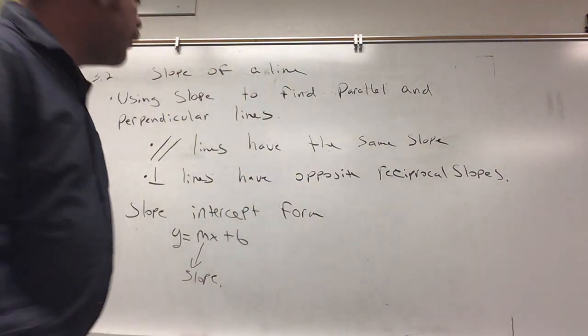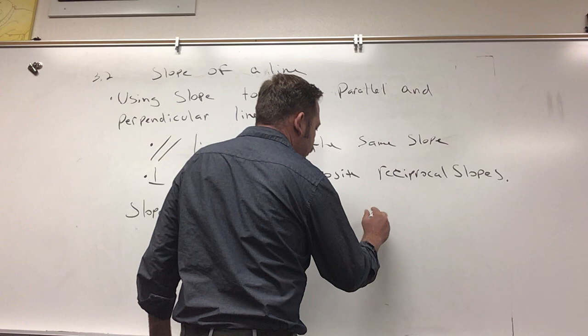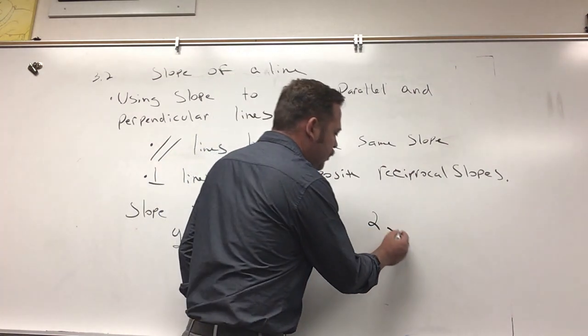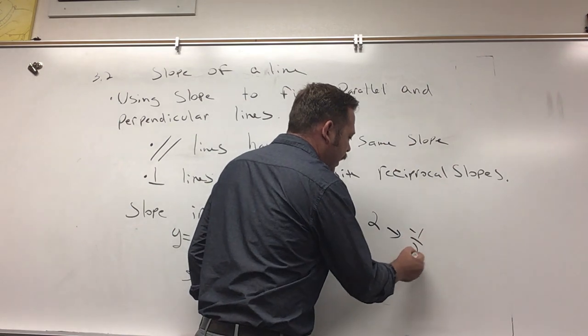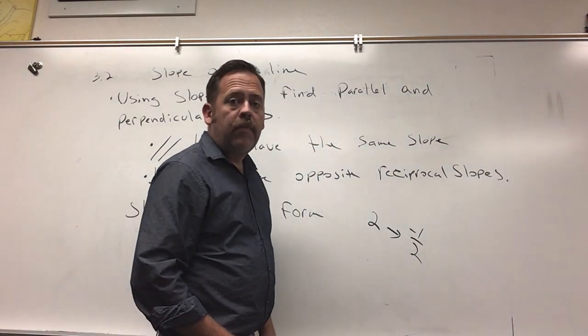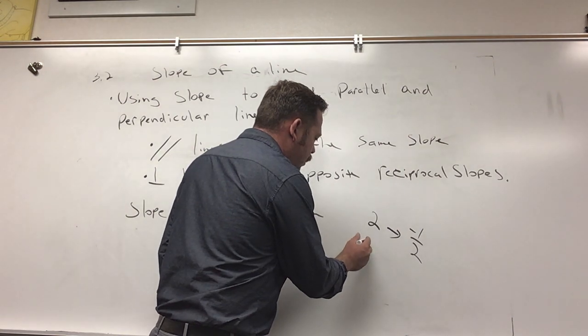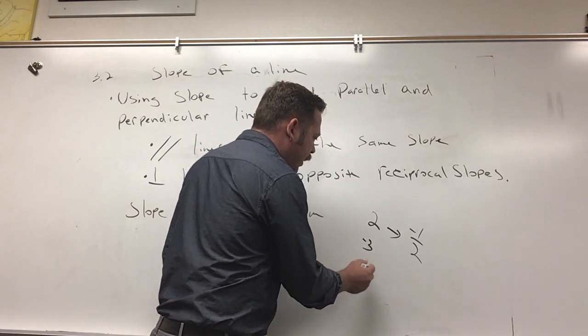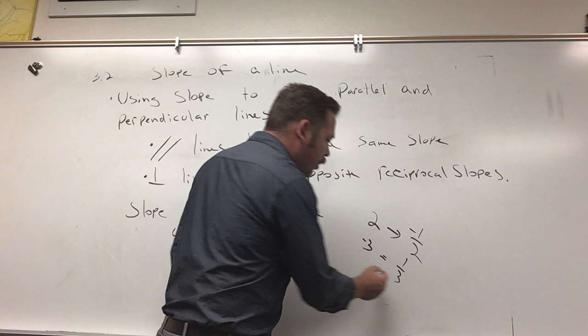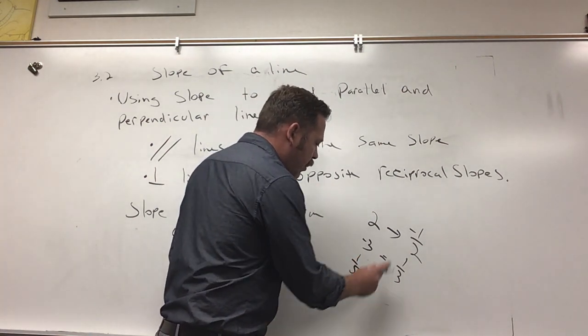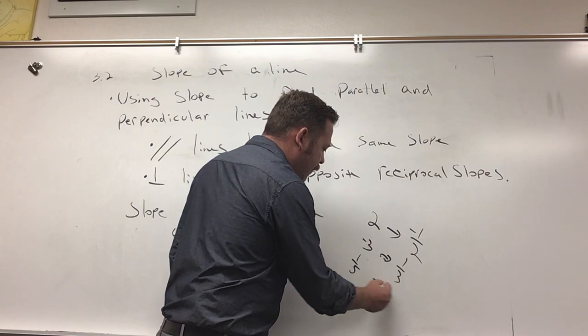The opposite reciprocal of 2, if I was to flip 2 and change the sign, would be negative 1/2. The opposite reciprocal of negative 3 would be positive 1/3. The opposite reciprocal of 1/5 would be negative 5.